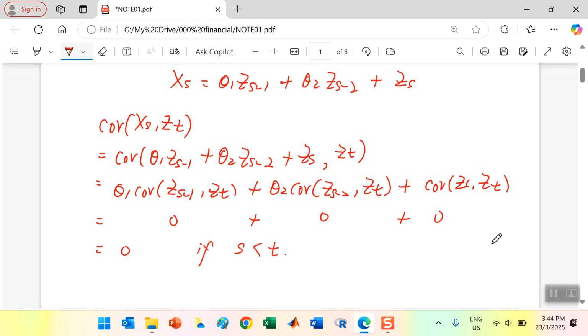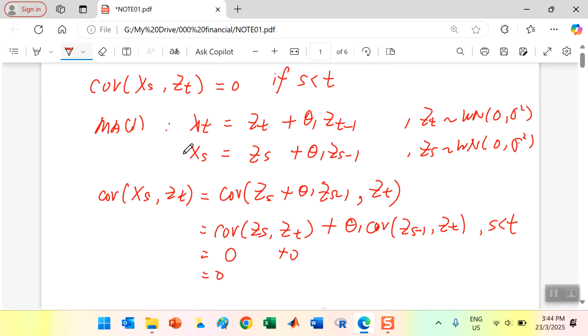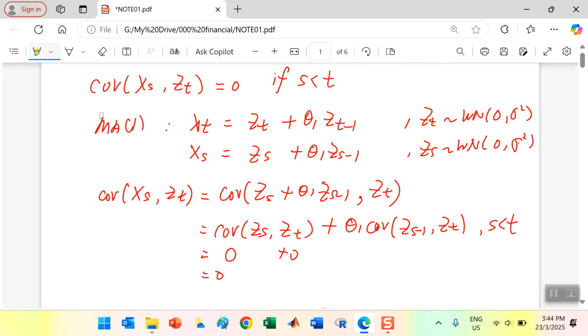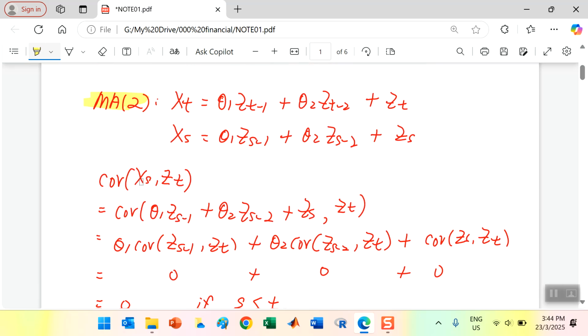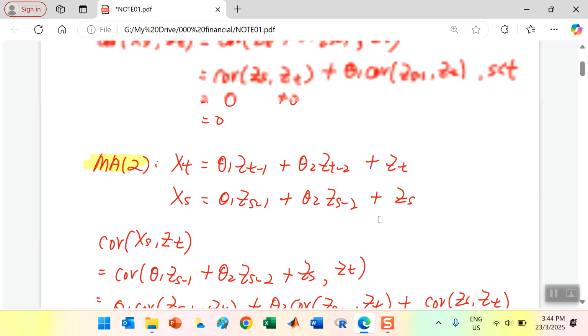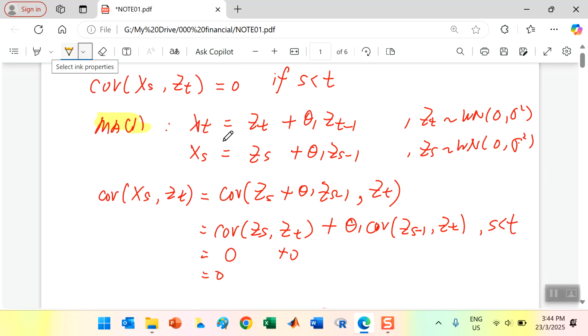So this result is quite useful for us to derive the autocorrelation function afterwards. So this is the MA2 model, and this is MA1. You just extend the XS and ZT in the same way. This will be quite useful for us to determine the ACF afterwards. So in short, our purpose is to use this result afterwards.